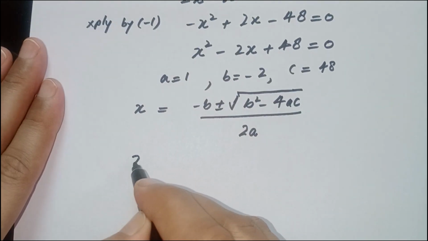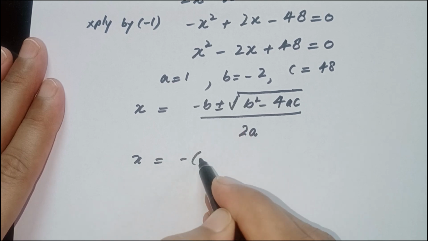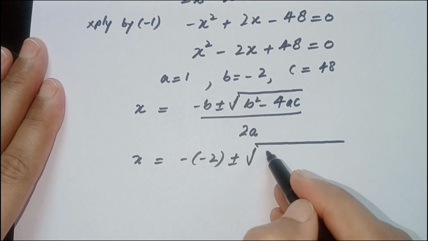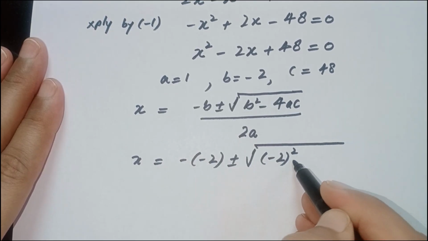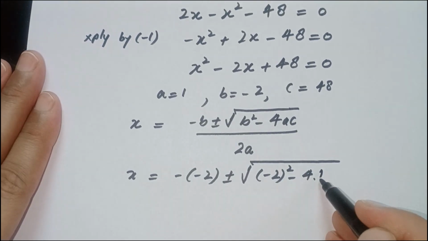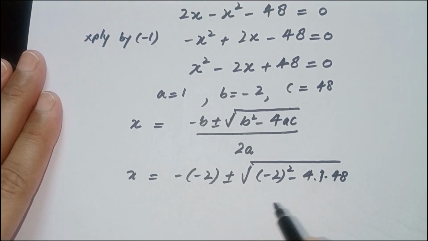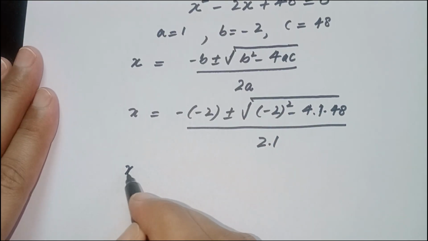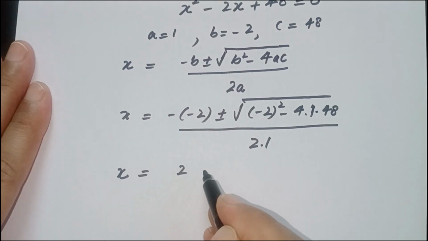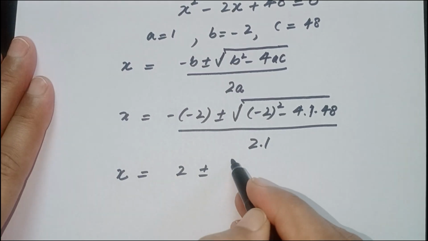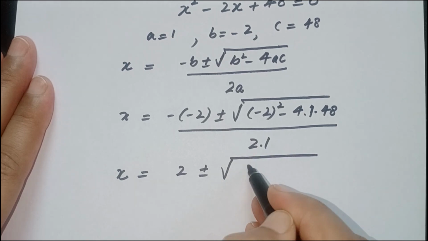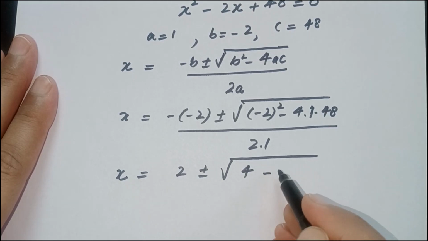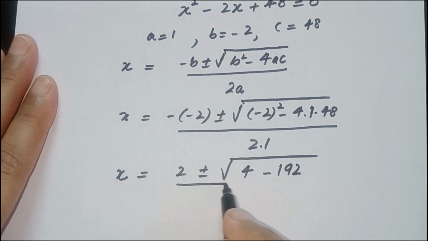So x is equal to, now insert the values of a, b and c, minus minus 2 plus or minus square root minus 2 square minus 4 times 1, a is 1, times 48, c is 48, over 2 times 1. So in the next step, x is equal to, minus minus will give plus 2, plus or minus square root, it is equal to 4 minus 4 times 48 is minus 192, over 2.